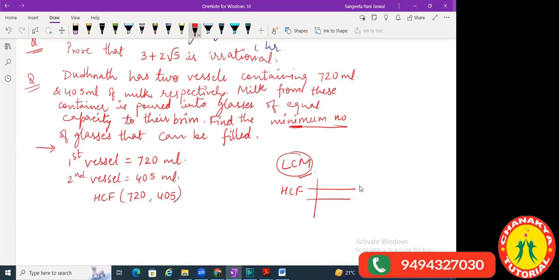Okay. So when you take the HCF, tell me what is the HCF of this? Find out the HCF. Ma'am, 45. 45. Are all getting the same HCF? So that means 45 ml is the capacity of the glass. Okay. This is the capacity of the glass.